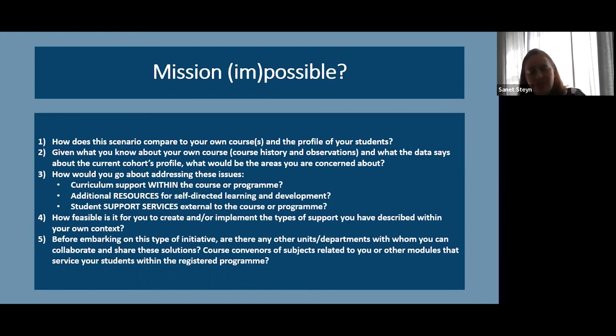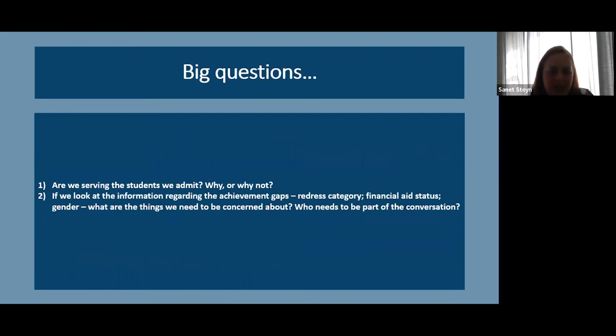And then you need to grapple with questions like, how feasible is it to implement this? And are there other units and departments that I will need to work with in order to do this? So perhaps we'll move to the next question and open the next slide, open that up for discussion, and we can briefly discuss some of that.